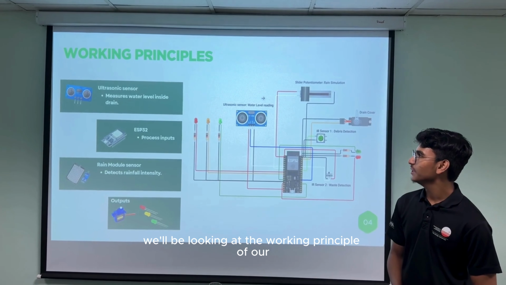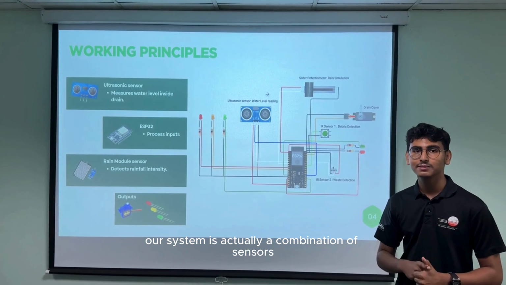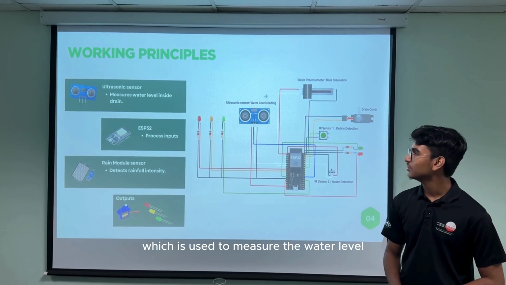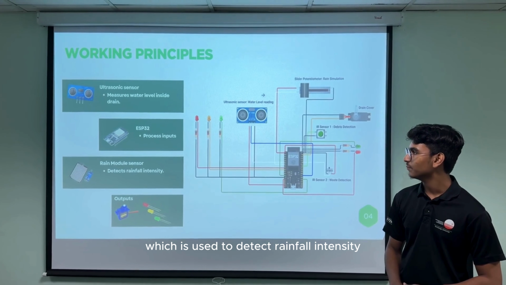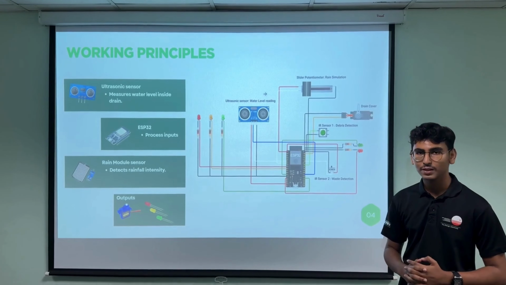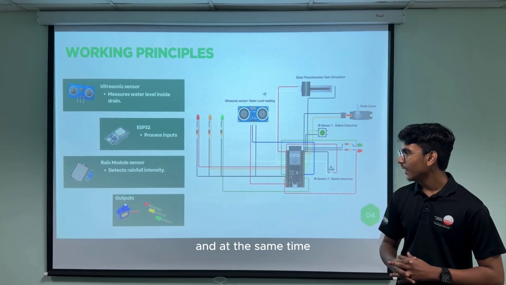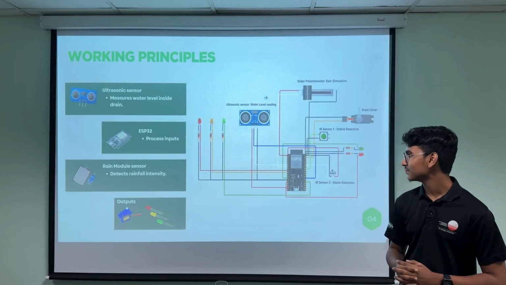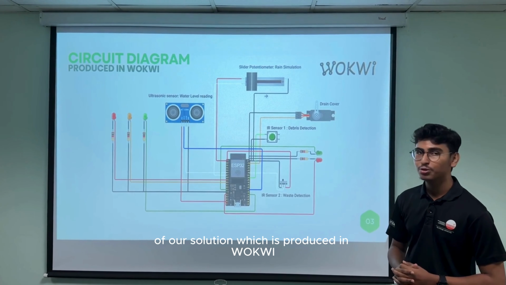So now we'll be looking at the working principle of our solution, SMARTFLOW. First, our system is a combination of sensors, microprocessors, and actuators. Firstly, we have the ultrasonic sensor, which is used to measure the water level inside the drain. Next, we have the rain module sensor, which is used to detect rainfall intensity. This information is sent to our microcontroller, the ESP32, which helps to process inputs. This input is next sent to our actuators, which are the servo motor and LEDs. At the same time, this information is sent to our IoT platform to upload to our dashboard. Next, we'll be looking at the circuit diagram of our solution, which is produced in Wokwi.